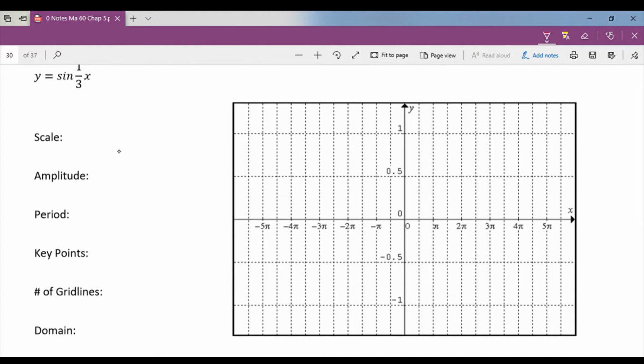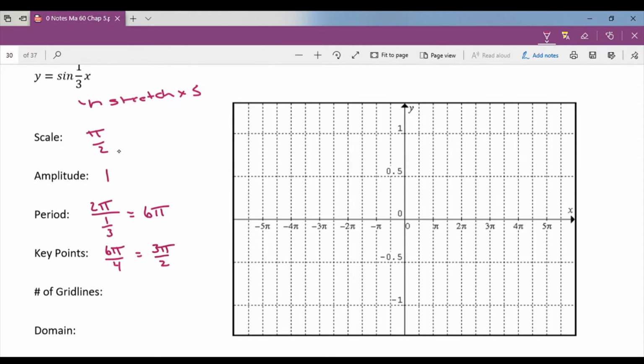So with this one, I'm looking at it being a horizontal stretch by 3. My scale is different in this graph. So there are 2 grid lines between 0 and pi, so my scale is pi by 2. My amplitude of this graph, there is no a value, so it's going to be 1. My period is normally 2 pi, but you're going to divide that by the b value. So all of a sudden my period is going to be 6 pi, which means my key points, there's going to be 4 key points in that period of 6 pi. So my key points are going to happen every 3 pi by 2.